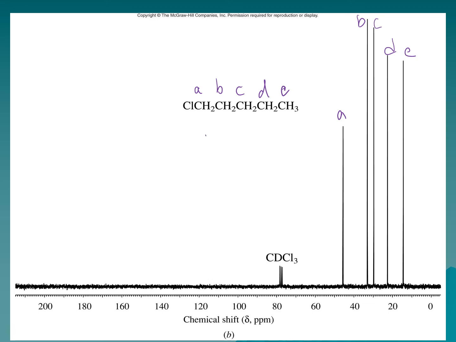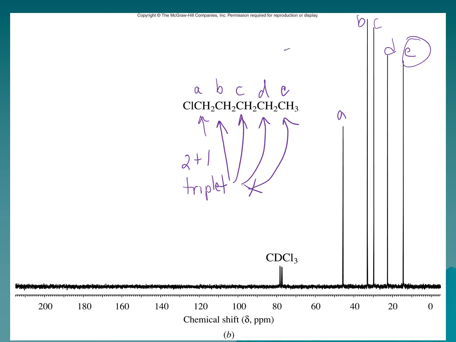So carbon A has 2 hydrogens plus 1. It would turn into a triplet. This would also turn into a triplet. This would turn into a triplet. That would turn into a triplet. Letter E would not turn into a triplet because this carbon signal, signal E, would be 3 hydrogens plus 1, 4, so it would turn into a quartet. So the signal would split if we coupled this with the hydrogen NMR. E would turn into a quartet.